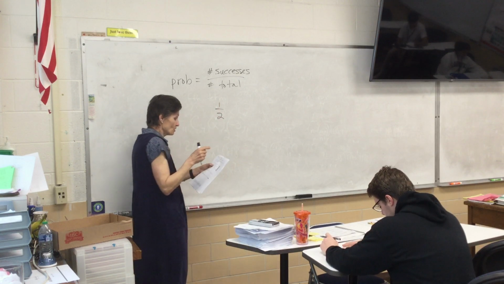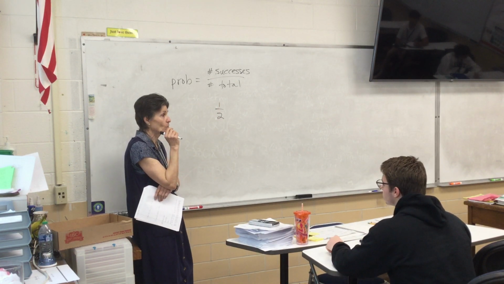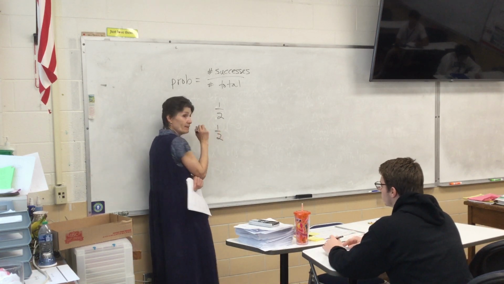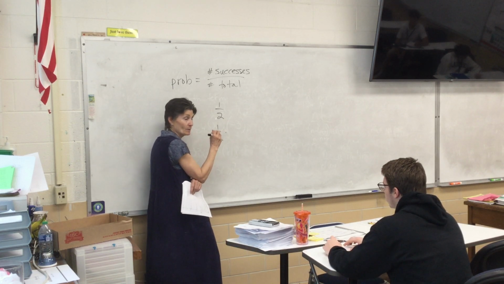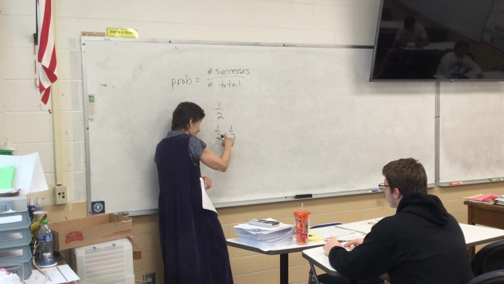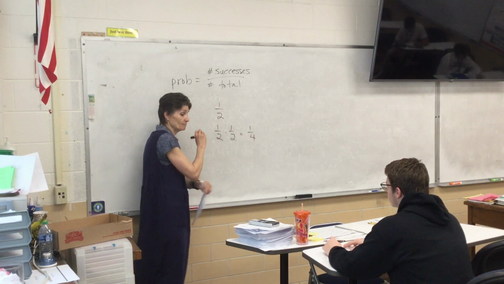So the next one. Toss 2 heads in a row on 2 tosses of a fair coin. Well, the first toss is going to be 1/2, right? What's the second toss probability going to be? 1/2. And since it's head and head, we multiply: 1/4.